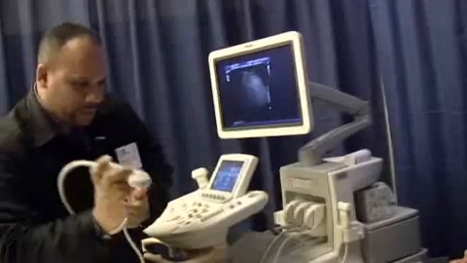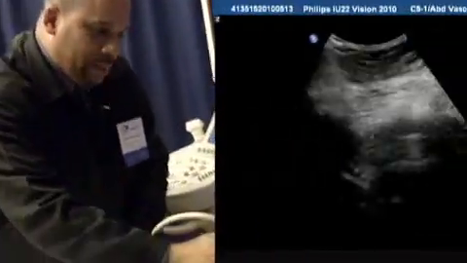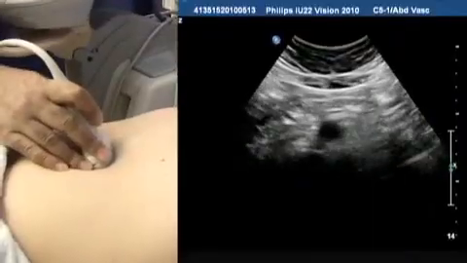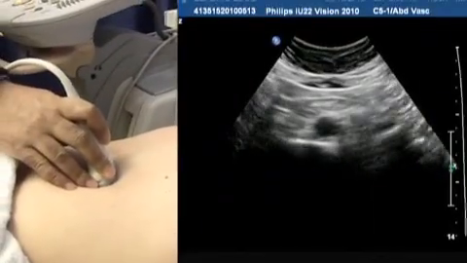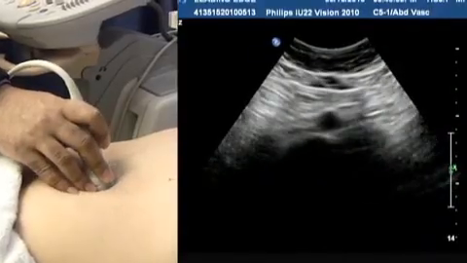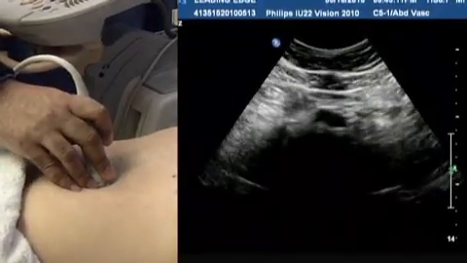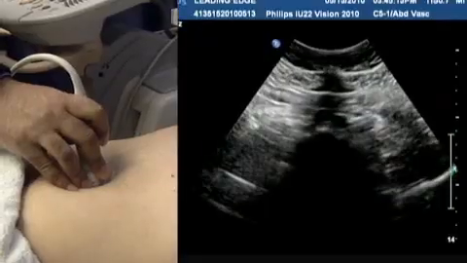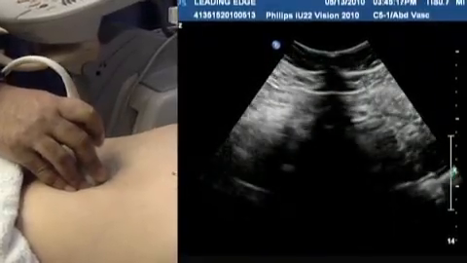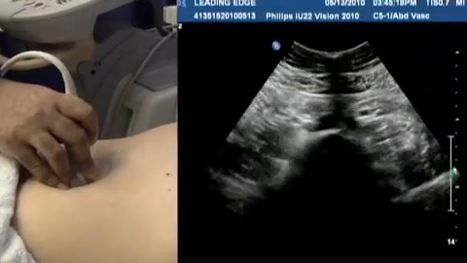So with the transducer just above the level of the umbilicus, as you can see here, we're going to identify and image the distal aspect of the aorta in a transverse orientation. And I'm just working my way down now toward the feet to identify the aortic bifurcation, as you can see here. On the image, there's a little bit of gas there, but I can still see them pretty well.